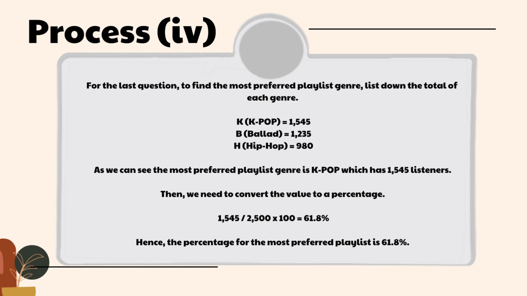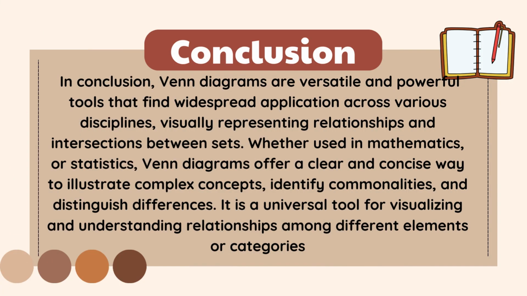1545 listeners. Then, we can convert the value to a percentage to see a clear view of the differences among these three genres. 1545 divided by 2500, which is the total of all the students, then multiply by 100 to find the exact value in the percentage, which is equal to 61.8%. Hence, the percentage for the most preferred playlist is 61.8%. Next, we proceed to the conclusion of the application in the Venn diagram in real life.